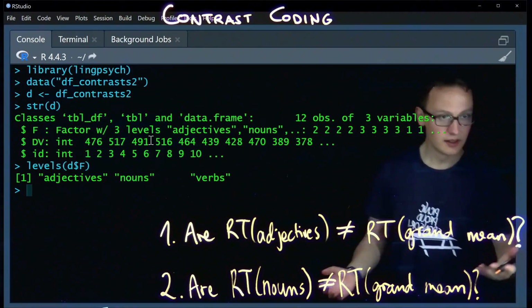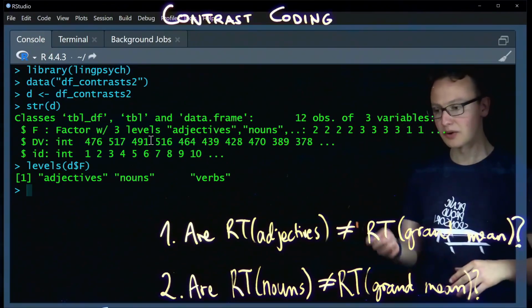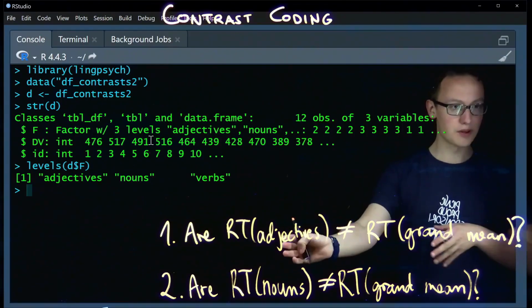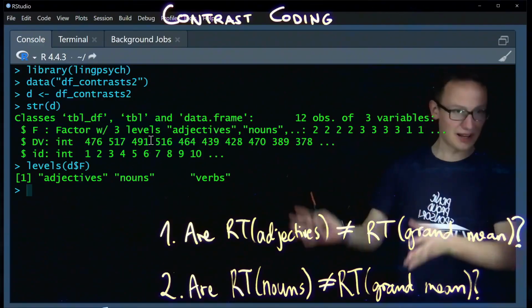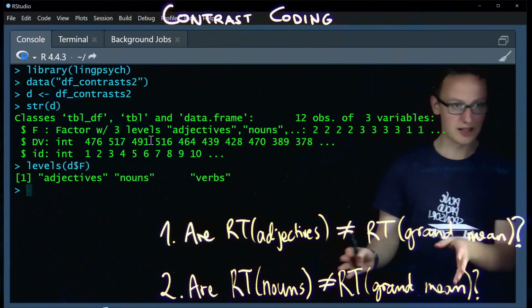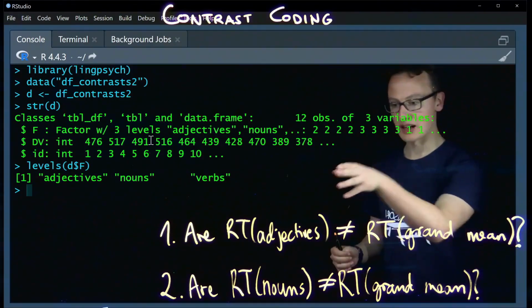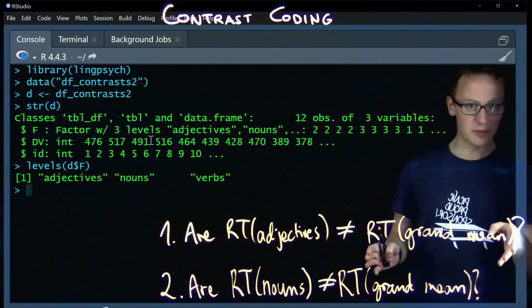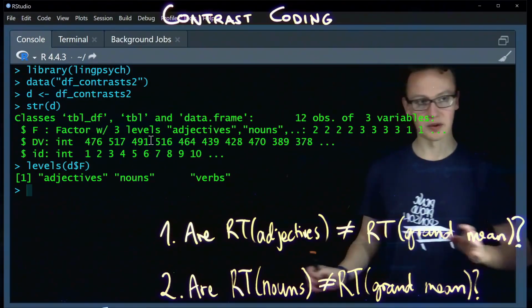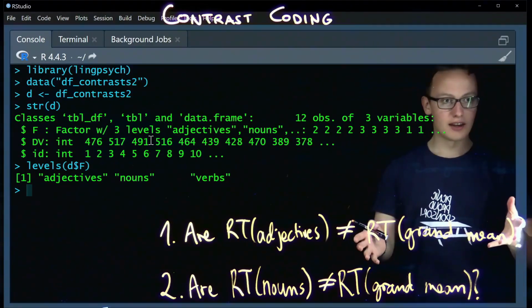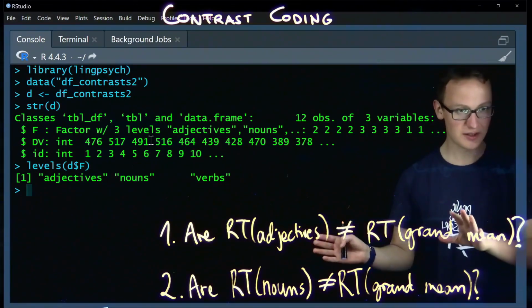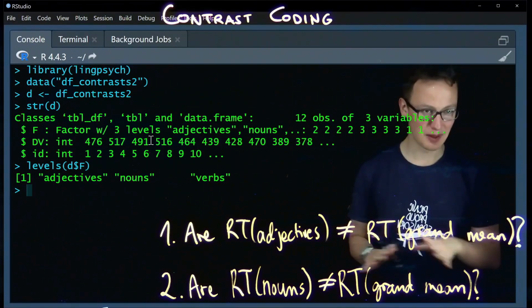There could be other questions I could ask. For example, I could ask about adjectives versus nouns and then nouns versus verbs. But here I'm asking these two particular questions: are adjectives different from the grand mean, and are the nouns different from the grand mean, okay? And now let's see how we can represent these two questions, aka hypotheses, mathematically, okay?